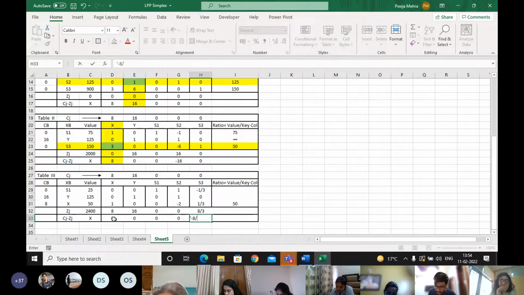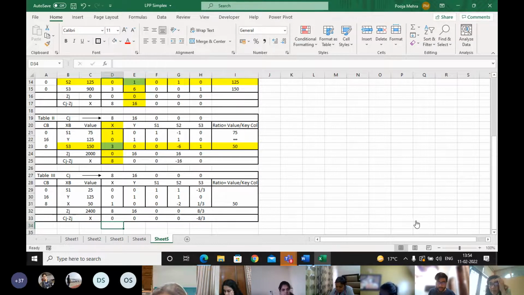What is the optimality criteria? Most positive? No, ma'am. All Cj minus Zj need to be less than or equal to 0 for the maximization problem. So here the optimal condition is met, and the optimal solution is x equal to 50, y equal to 125, and z is 2400. But this problem has a multiple optimal solution.